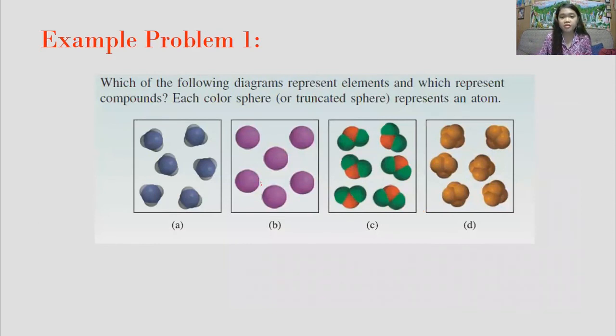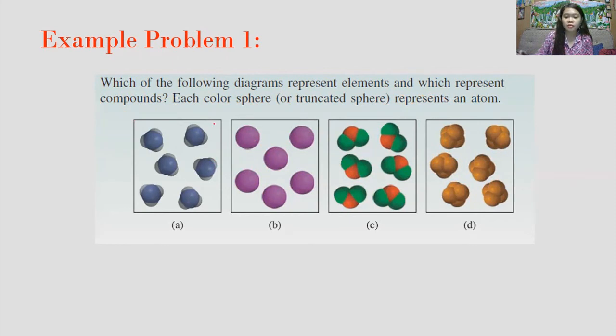For example, problem 1, let's try this. Which of the following diagrams represent elements and which represent compounds? Each colored sphere, or truncated sphere, represents an atom. I'll give you 5 seconds to answer this. It's very easy. 5, 4, 3, 2, 1. Okay, so we could answer this problem.